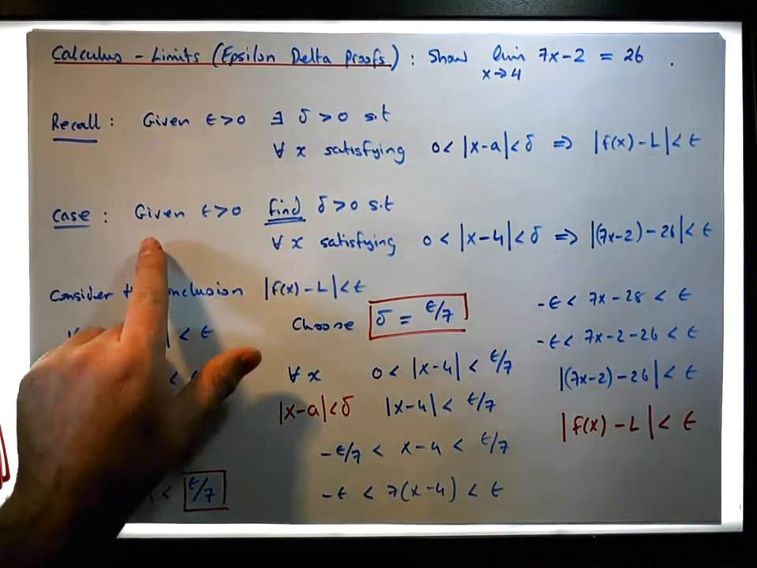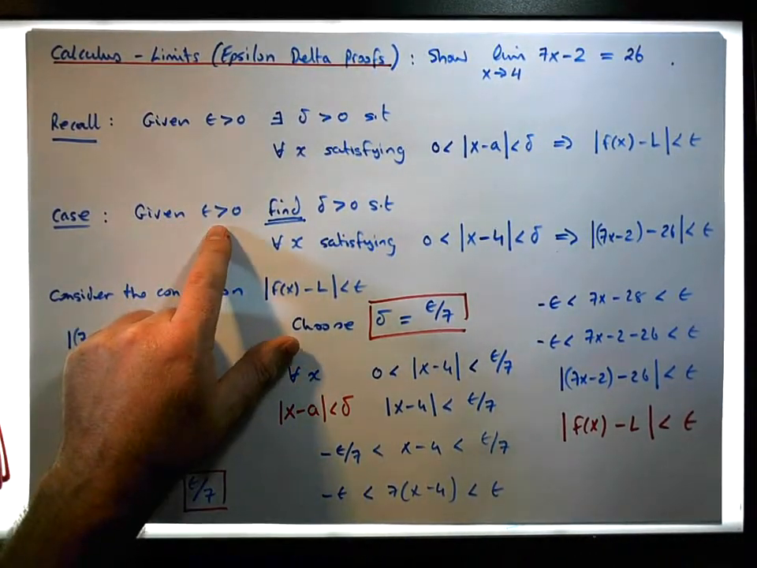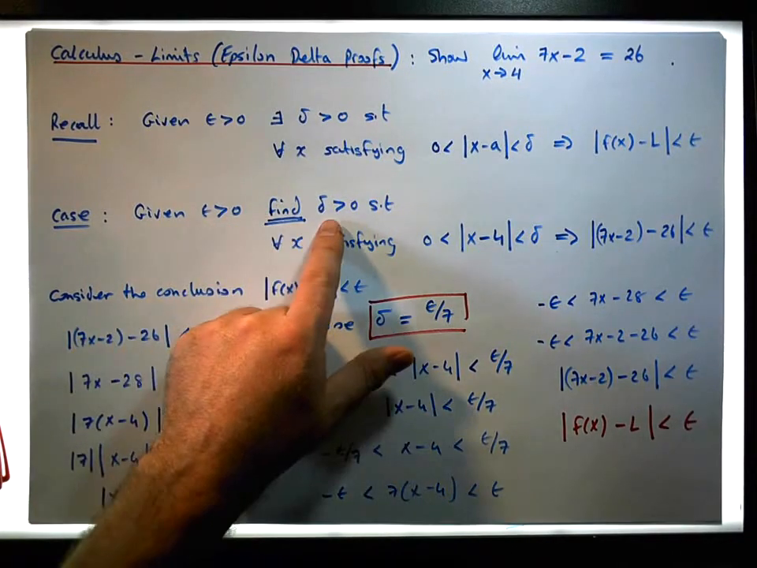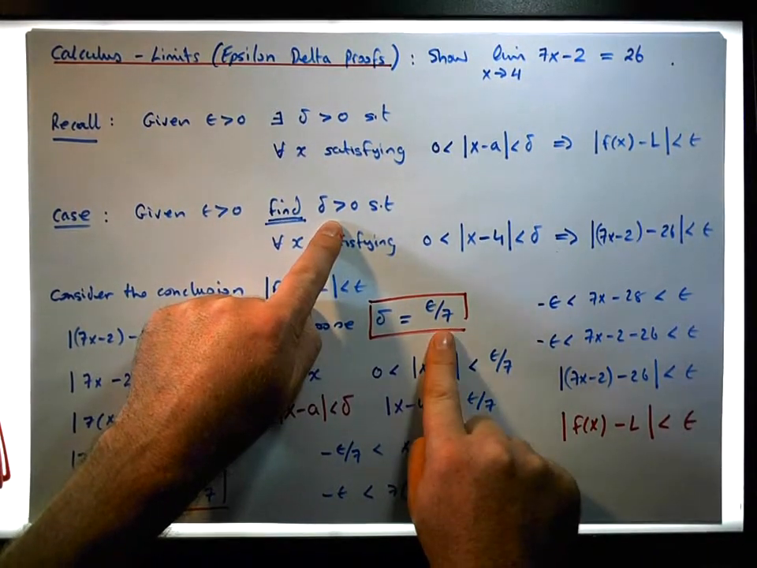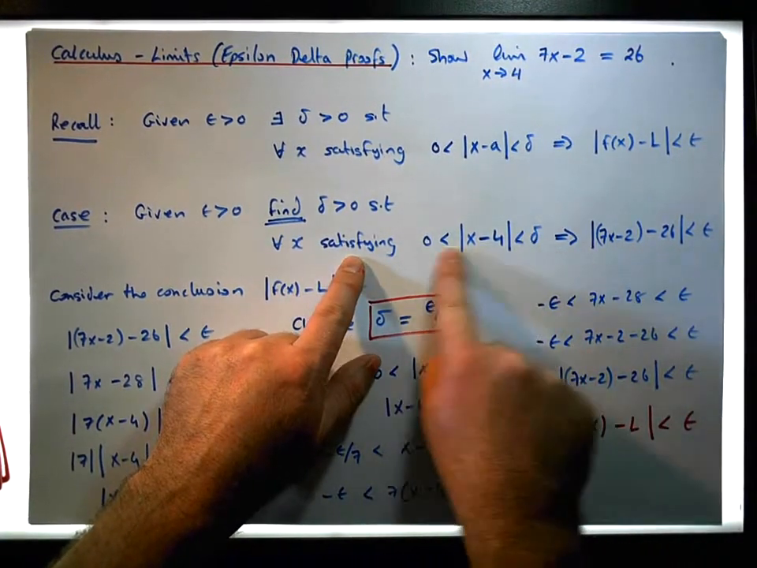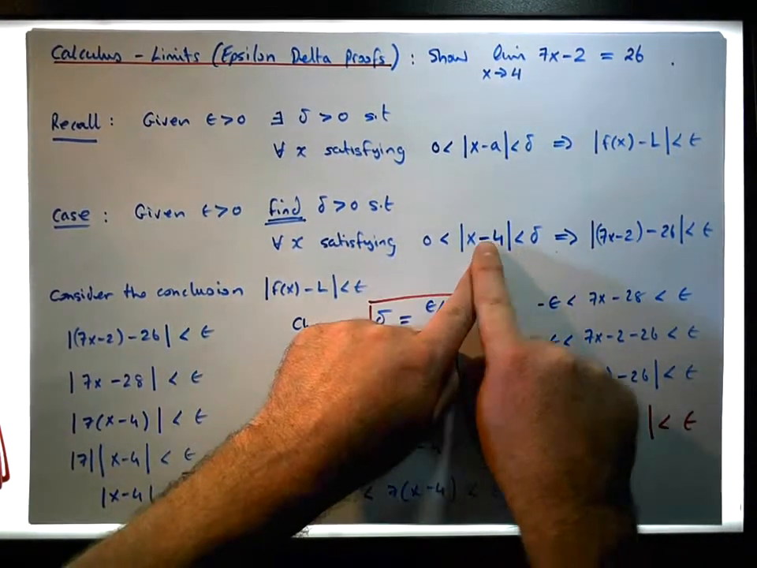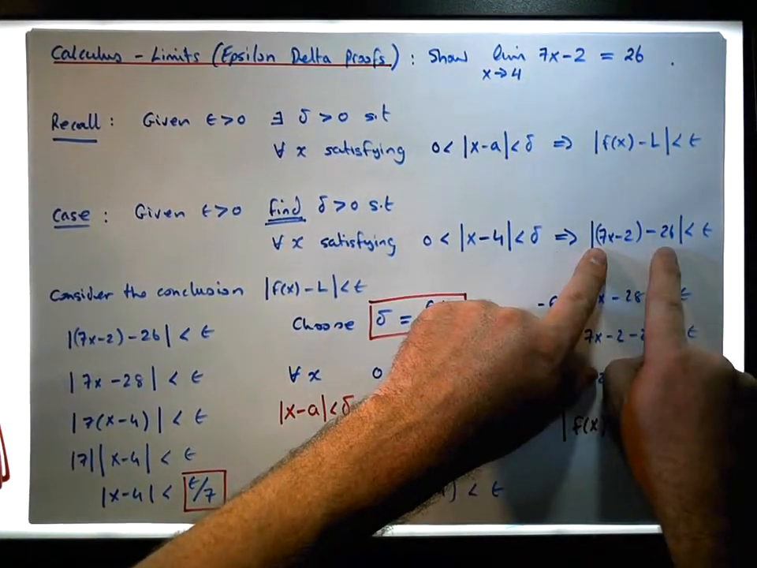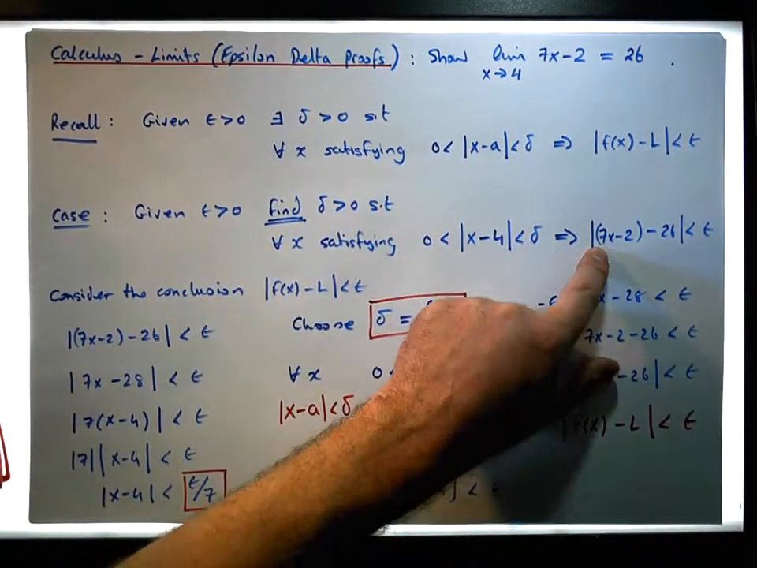Why? Because if anybody gives us any epsilon greater than 0, we can find a delta greater than 0, which we've just done, such that for all of the x within this particular region, the function minus the limit is less than the epsilon that was given at the start.